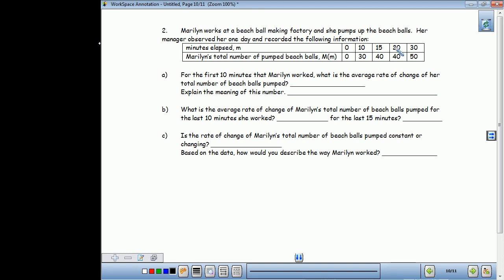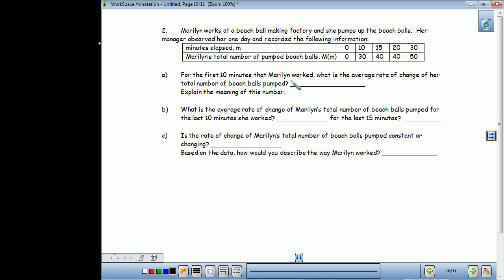And then from 15 to 20 minutes, she went from 40 to, no change. She checked her Instagram. Yeah, she did. And apparently there was a lot going on that day. Or Twitter, I'm not sure. Okay? And then she noticed that her boss was watching her, so she decided maybe I should do something. So from 20 to 30 minutes, she pumped up another 10 beach balls.